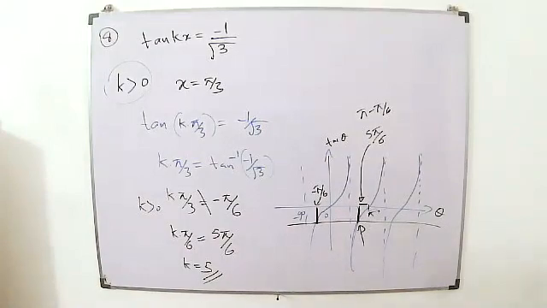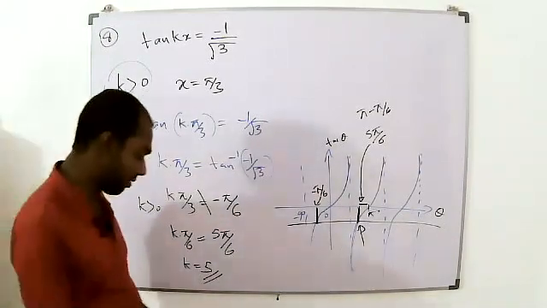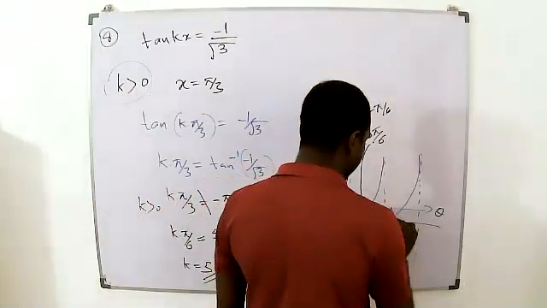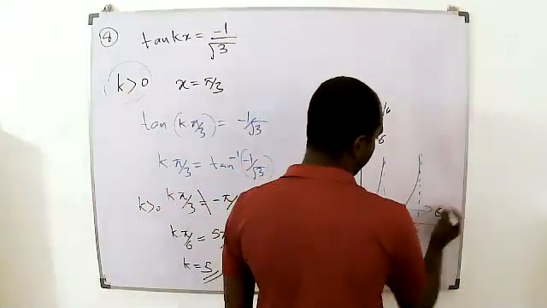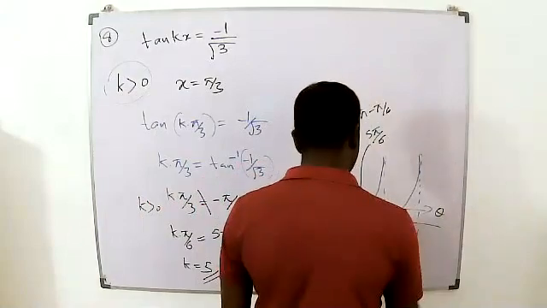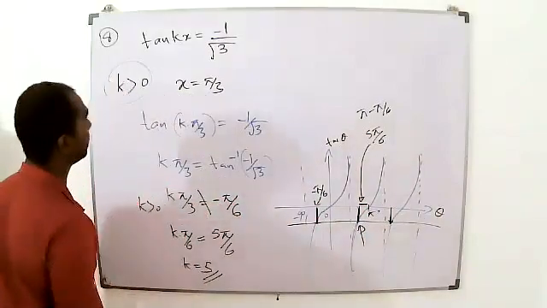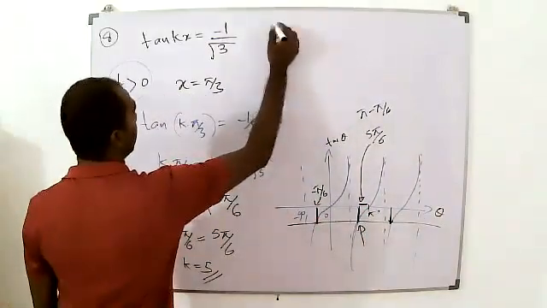State with justification whether this is the only such possible value of k. Is this the only value of k? What do you think? No, we can find infinite values for k. Here also you can get a value. If you draw more and more, it will come the same answer. So what's your answer for part B?